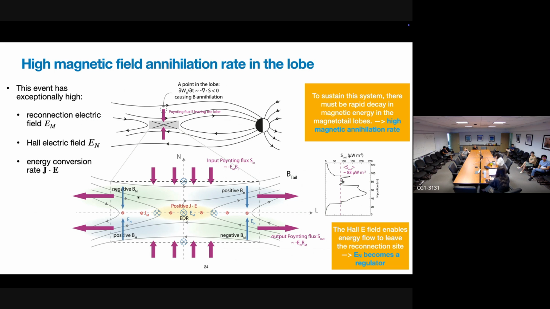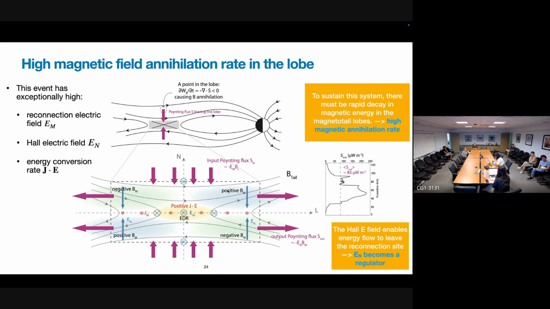But if you go into the lobe, since the energy keeps going into the reconnection site, and you don't have a J·E to balance the Poynting flux, what ends up happening is you will suck all the lobe energy into the plasma sheet, and that will have an important global impact, I think, if we have a strong reconnection going on in the tail like this.